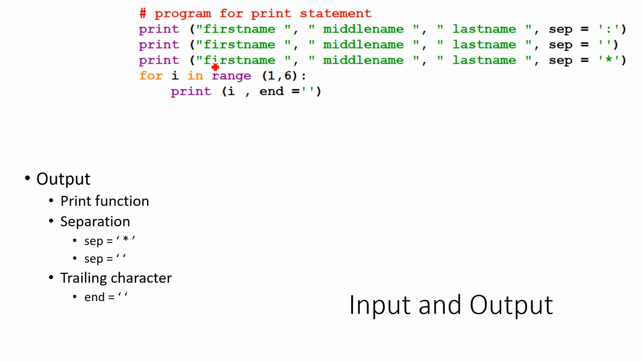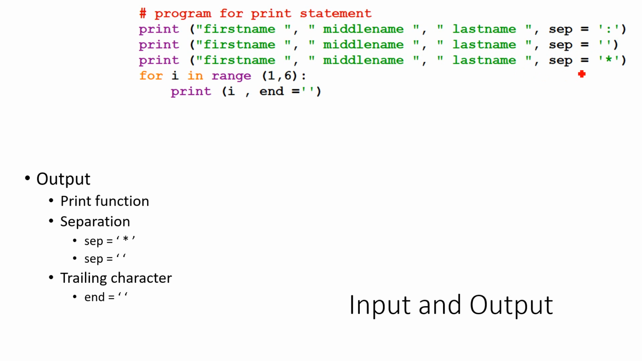So let us consider a simple example here for printing a statement in Python. Print is a function where we have the string first name and comma, then middle name and also comma, then we have a last name. And I want to separate these string arguments by colon. So I can use sep is equal to colon within single quotes. Similarly, in the next statement I want to separate the first name, middle name, and last name by a space. So I can just give a white space over there.